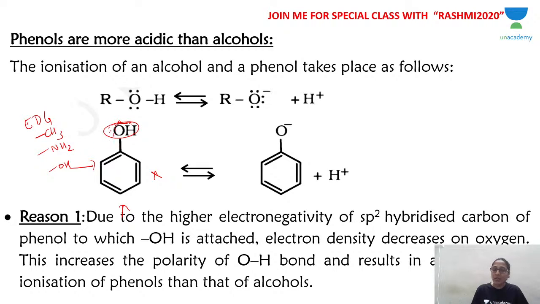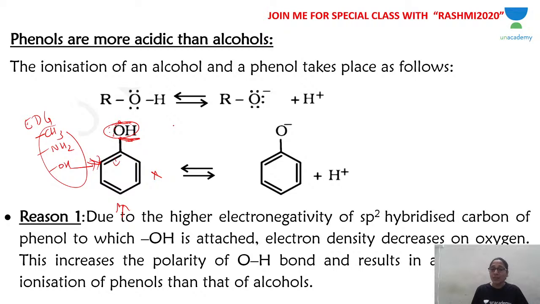Only if the lone pair of electrons of oxygen is withdrawn by the phenolic ring, then only this polarity increases. But now the phenolic ring is not withdrawing oxygen's electron. Why? Because it is getting electron from the electron donating groups. So polarity decreases, acidity decreases.